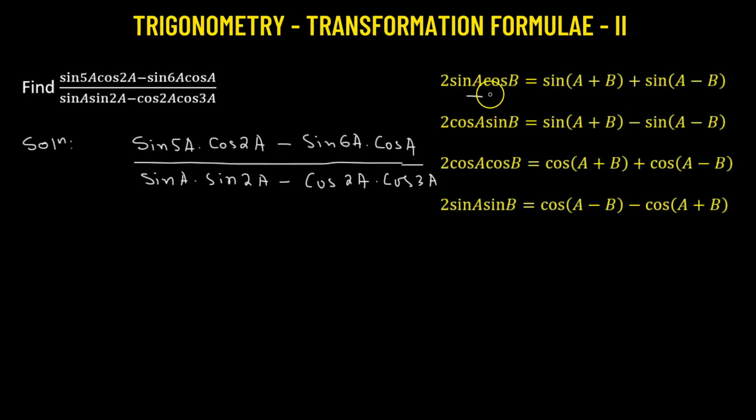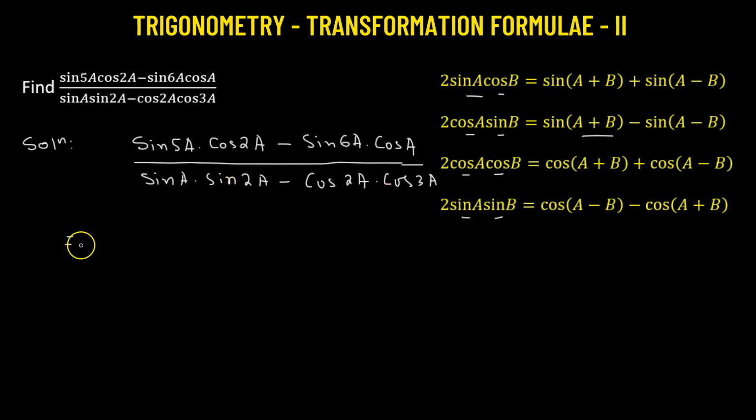We have the product of sine A and cosine B. It transforms as a sum of two sine functions. Then similarly, we have the product of cosine A sine B transforming as a difference of sine functions. Then we have the product of two cosine functions, which is the sum of two cosine functions, and the product of two sine functions is the difference of two cosine functions.